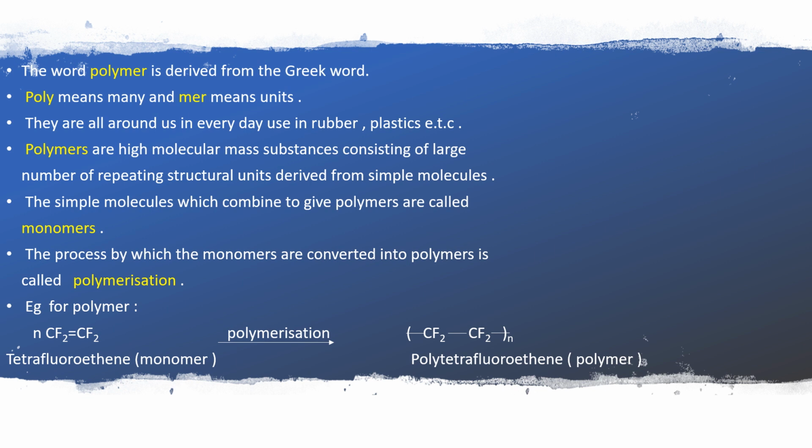These simple molecules which combine to give polymers are called monomers, and the process by which the monomers are converted into polymers is called polymerization. Let us look at the example for the polymer. So here I have taken the monomer as tetrafluoroethene, which undergoes polymerization to give polytetrafluoroethene. This polytetrafluoroethene is the polymer. So from monomer we are getting the polymer. This monomer undergoes polymerization and we are getting the polymer.